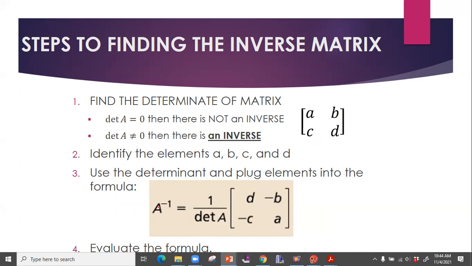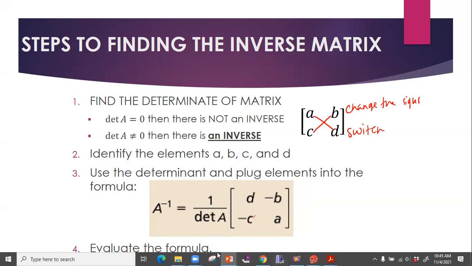Then we're going to plug into the formula. So the formula to find the inverse is 1 over your determinant times this matrix. And what happens with the new matrix, all you're doing is switching your first diagonal. So on your first diagonal, you're switching the places of your A and your D. So do you see why it says D, A? Okay. And then on the second diagonal, you're changing their signs. And then that's where everything goes.